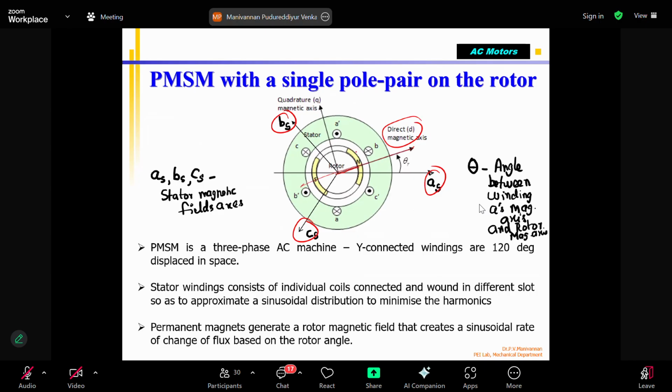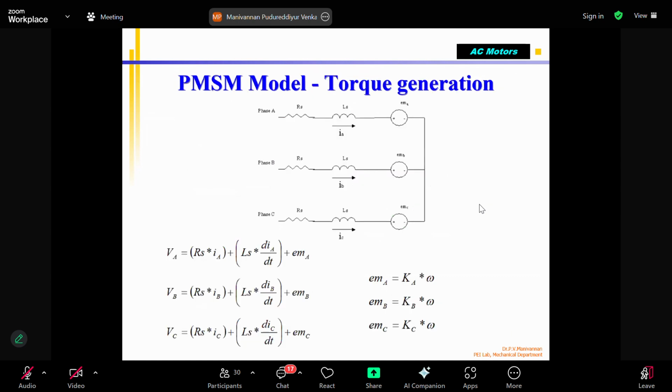It is a result. And with respect to the same axis, there's another magnetic flux, which is called the quadrature magnetic axis. That is 90 degrees. That is called quadrature. This is what is mentioned here. Now, how the torque is produced, we wanted to understand.